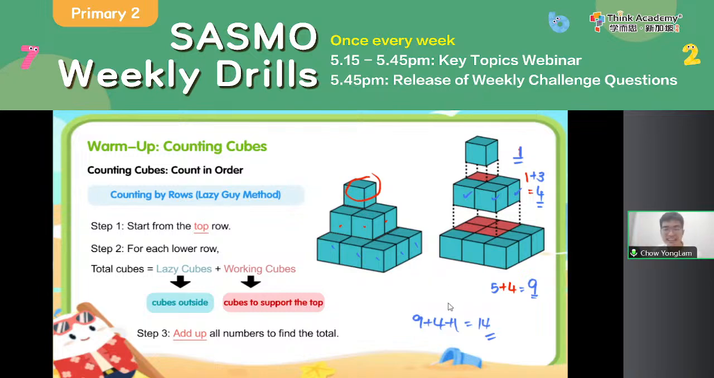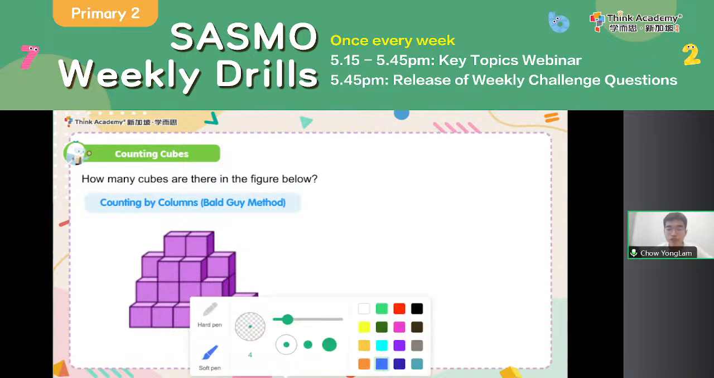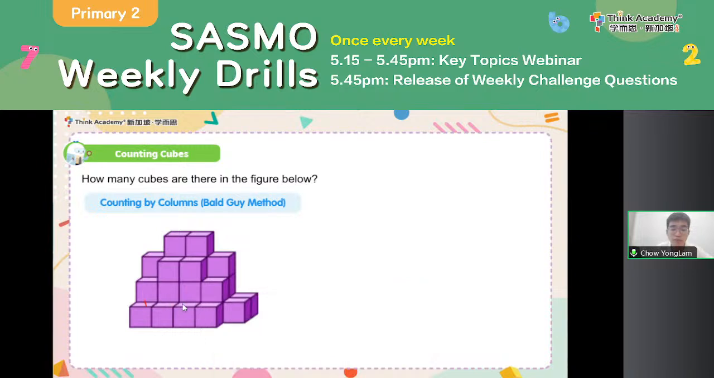Very good. So with that, whenever you see a very complicated diagram formed by cubes, remember there are 2 ways to do this. The first way is to count by columns using the bald guy method. So over here, we start from the shortest towers, label 1, 1, 1, 1, 1 on top of it, and then we gradually move upwards, right? 2, 2, and then move upwards again, and then reach the top so that we can find out in each column how many cubes there are.